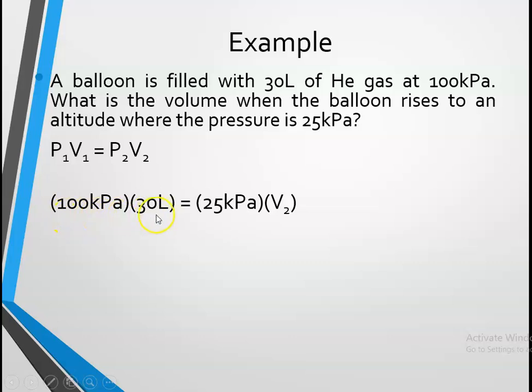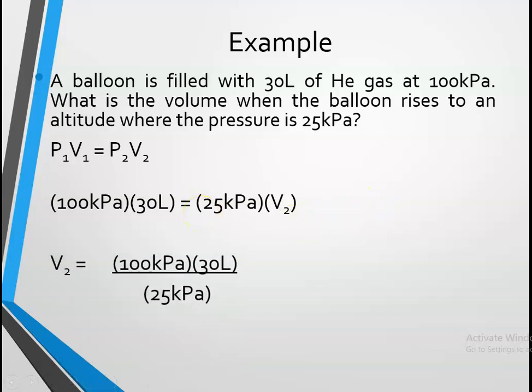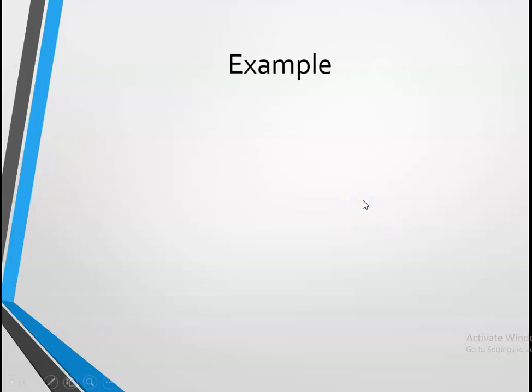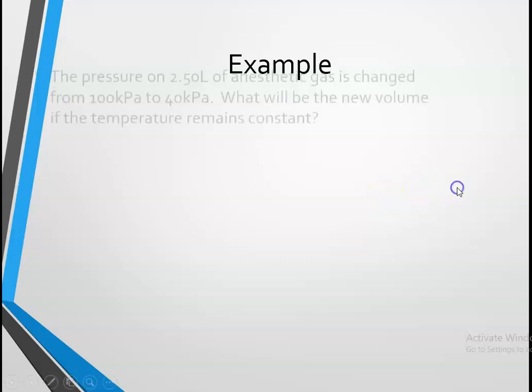So mathematically, we're going to have to simplify 100 times 30 and then divide that by 25. And that's what you would be typing in your calculator. When you do that, you should get 120 liters. And then think about it, does that make sense? Pressure and volume are inversely proportional. Your pressure went down, so your volume should do the opposite. So as a balloon rises in the atmosphere, it's actually going to expand because of the gas law. Now let's look at one more example with Boyle's law.